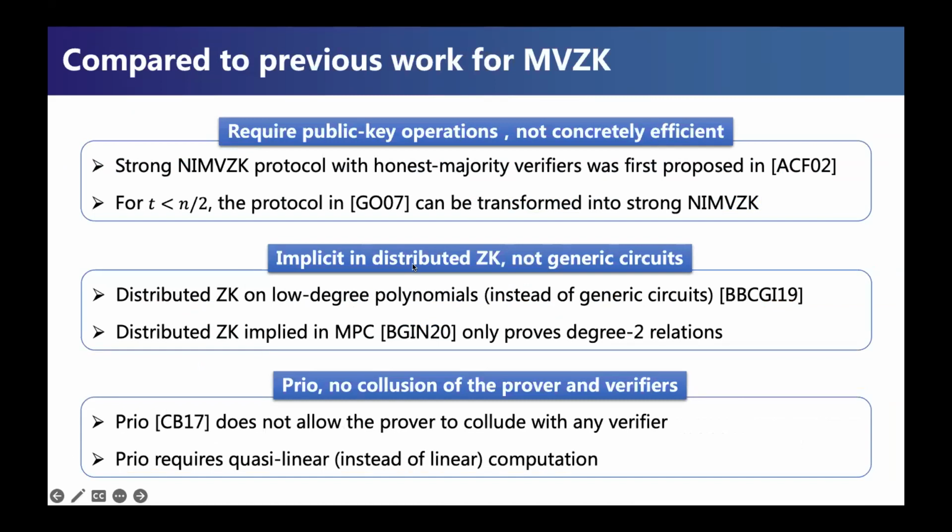That is, T verifiers have sublinear communication and can be lower resource mobile devices. Previous strong NIMVZK protocols, ACF02, G007, require public key operations and are not concretely efficient. Prior works BBCGI, Lightning, BGIN20 on distributed ZK imply NIMVZK proofs on low degree polynomial or degree 2 relation instead of generic proofs. Prior CB17 does not allow the prover to include any verifier and requires quasi-linear instead of linear computation.